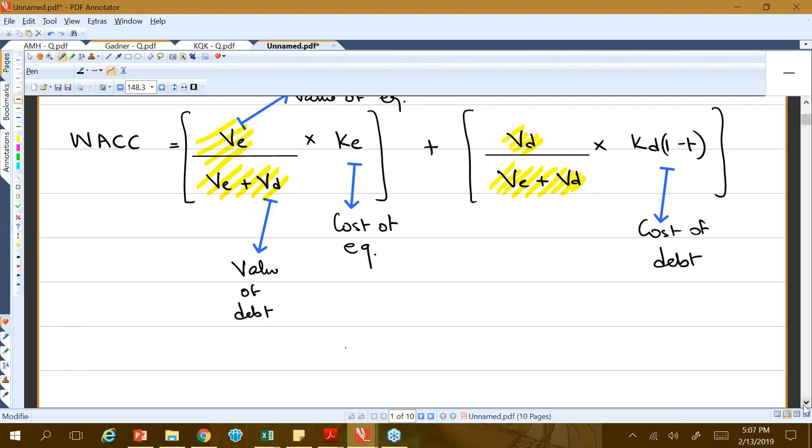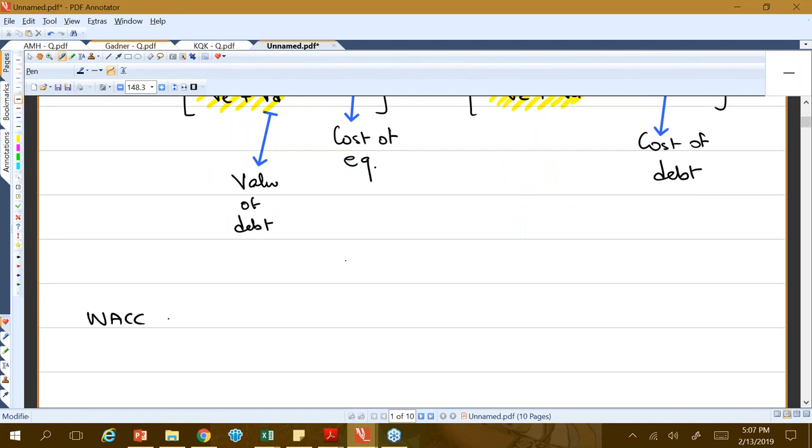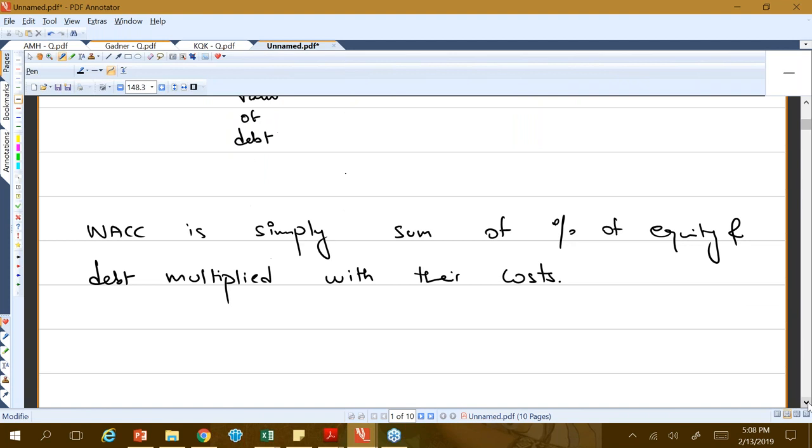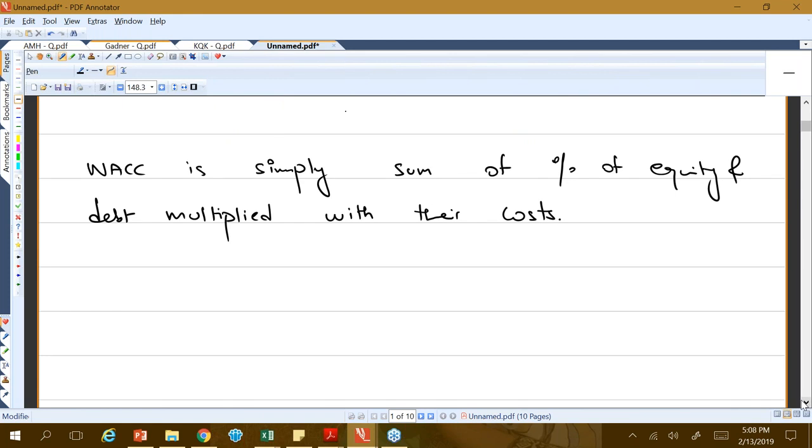So what we do in the WACC is simply take the sum of the percentages of equity and debt multiplied with their costs. And that's it. This is the WACC. Percentage of equity and debt multiplied with their respective costs, and then we take a sum of it.